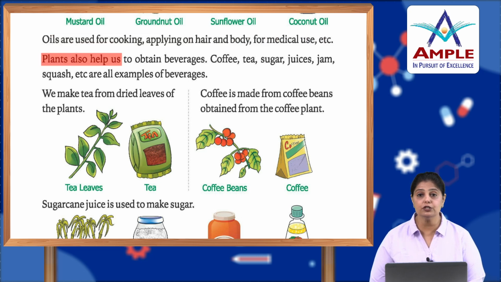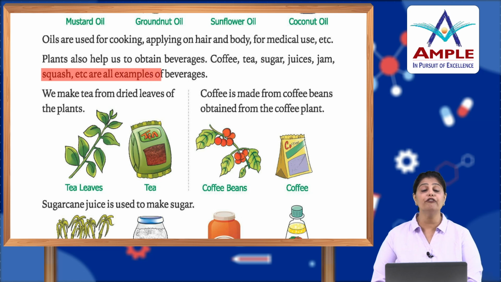Plants also help us to obtain beverages, okay. Beverages means something that we drink. So, coffee, tea, sugar, juice, jam, squash, etc. They are all examples of beverages, okay.